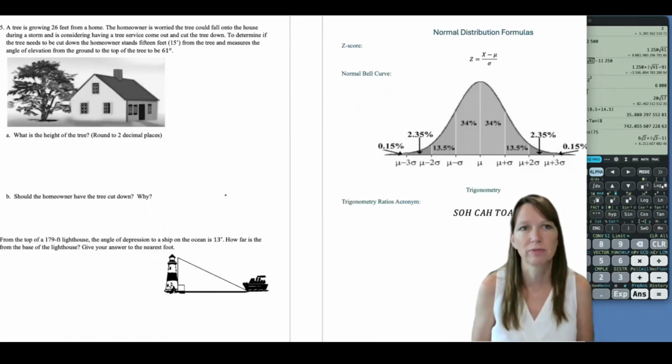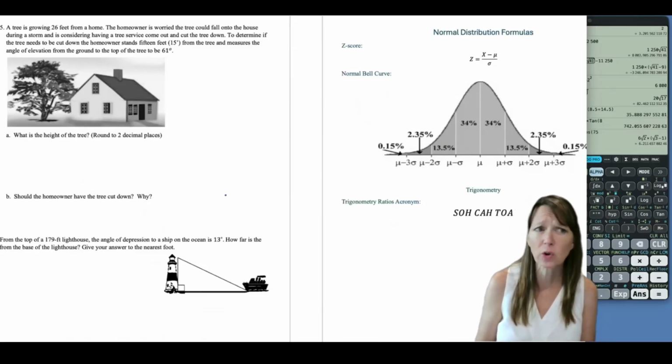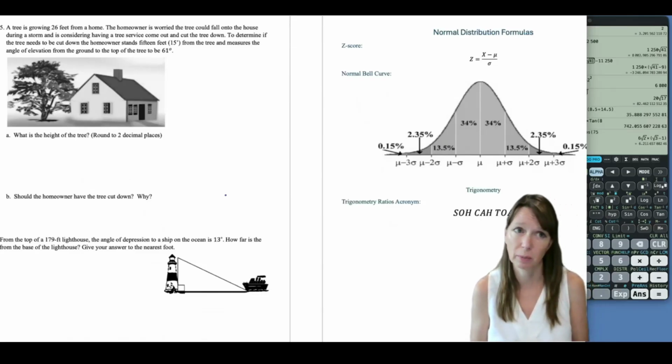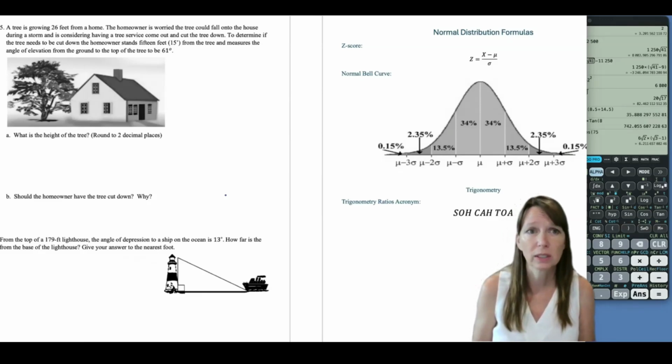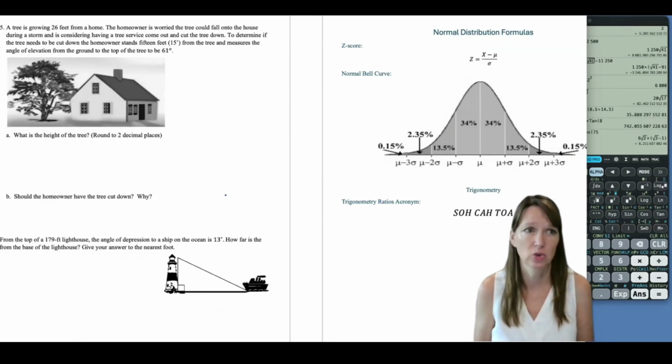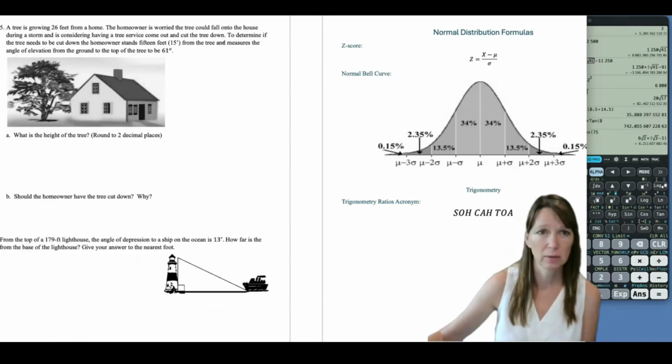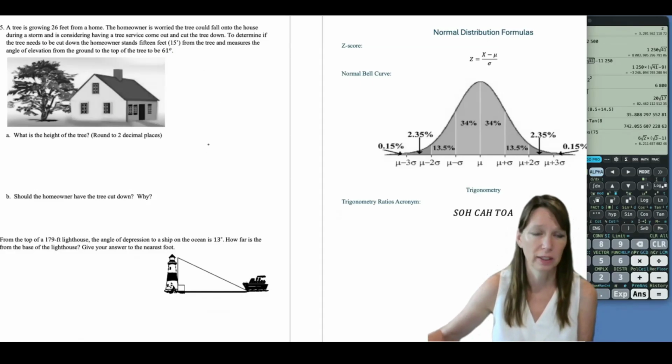Okay, question 15. A tree is growing 26 feet from a home. The homeowner is worried that the tree could fall onto the house during a storm and is considering having the tree service come out and cut down the tree. To determine if the tree needs to be cut down, the homeowner stands 15 feet from the tree and measures the angle of elevation from the ground to the top of the tree to be 61 degrees.